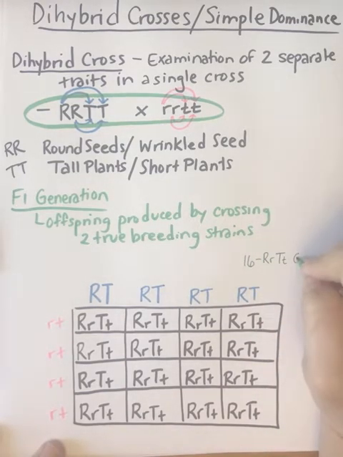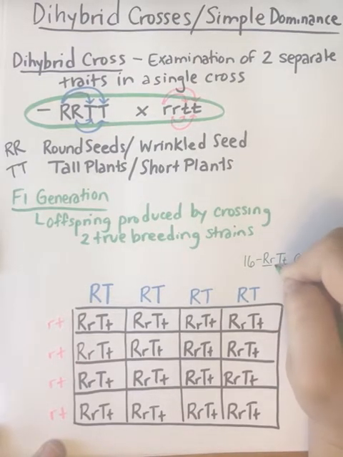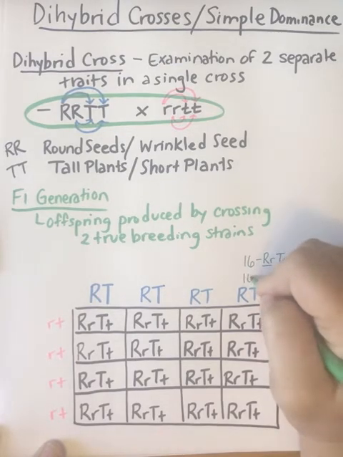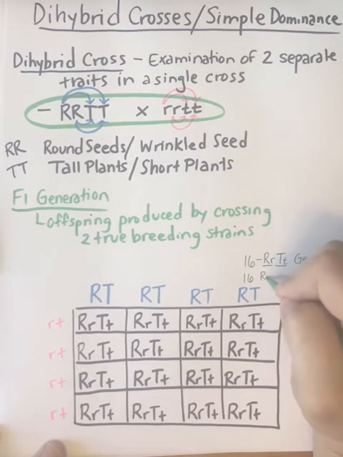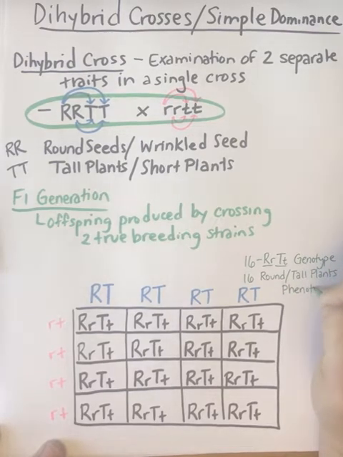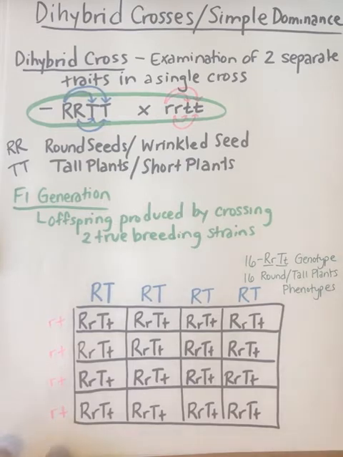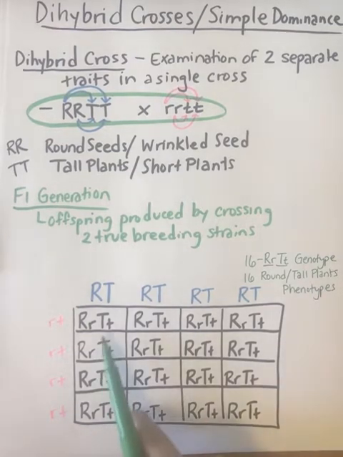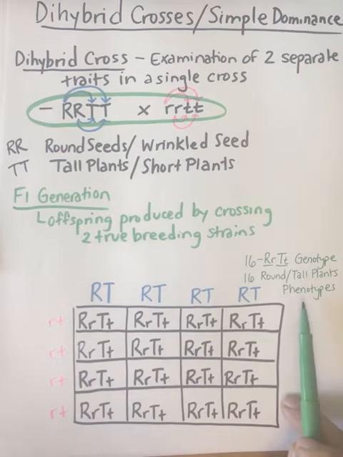So these are your genotypes. Your genotype is heterozygous round, heterozygous tall plant. But you also have 16 round, tall plants. That is its phenotype, its physical appearance. So if we ask the genotypes, you would have to write out the individual ones. This is the F1 generation. All of the F1 generation have dominant phenotypes.